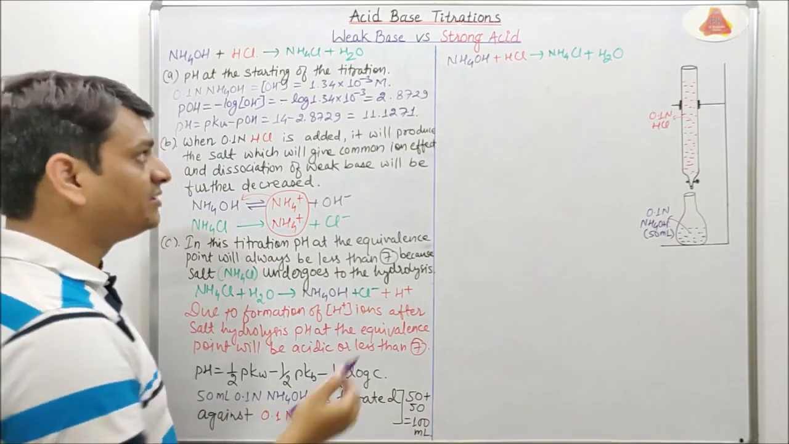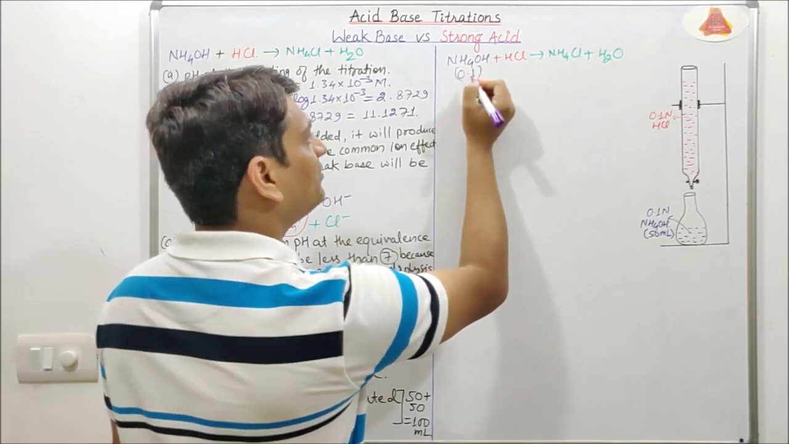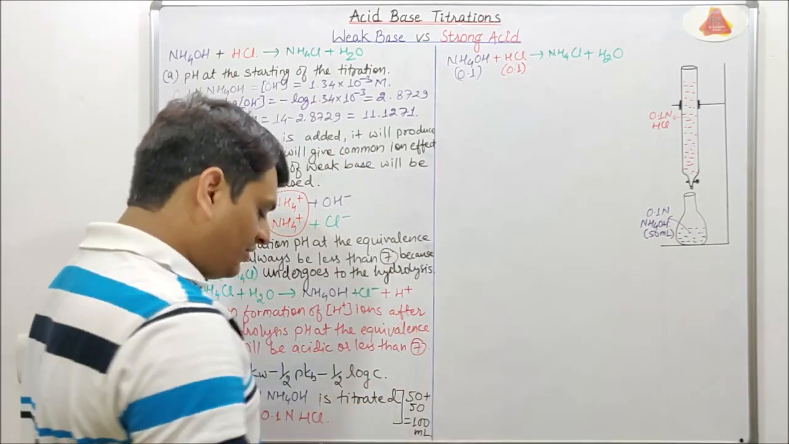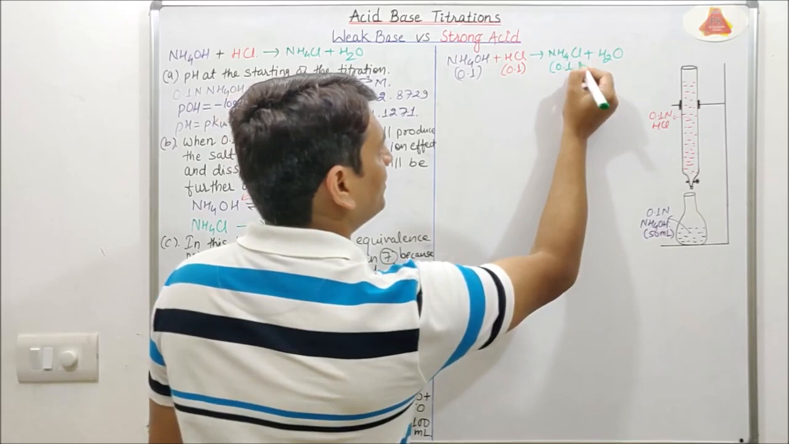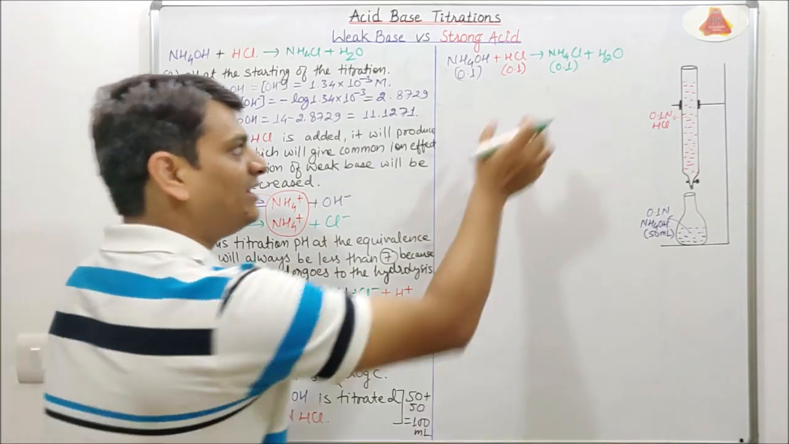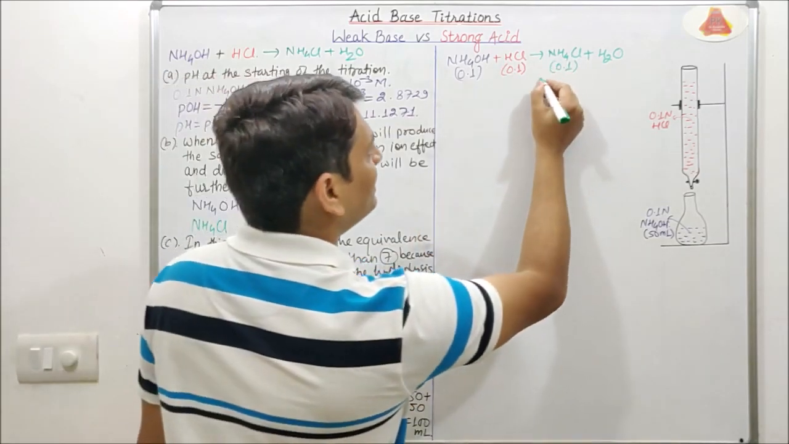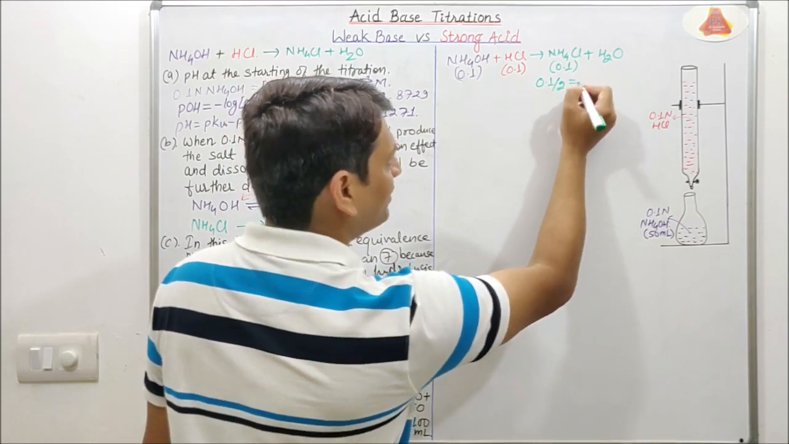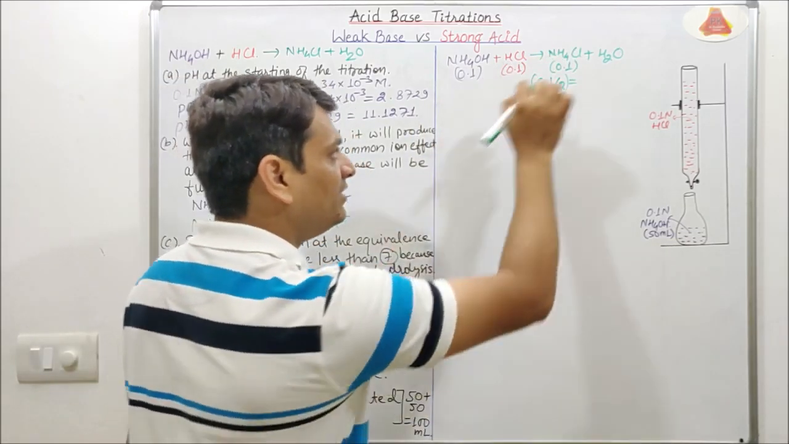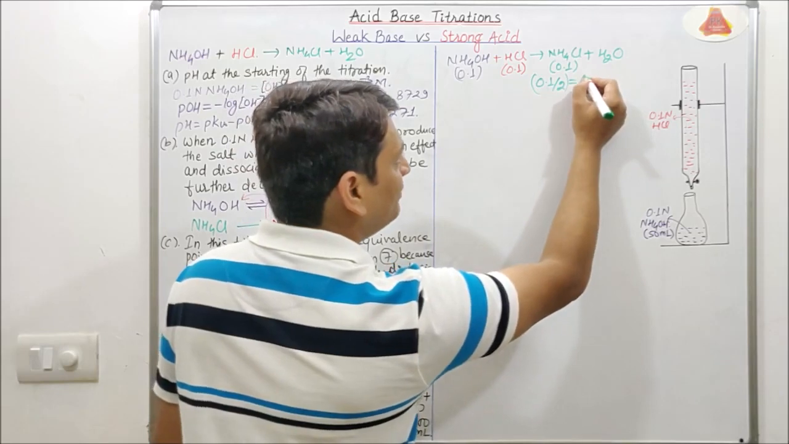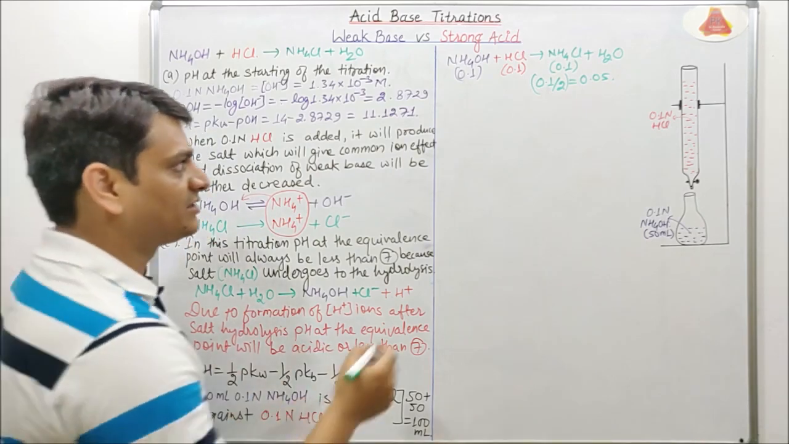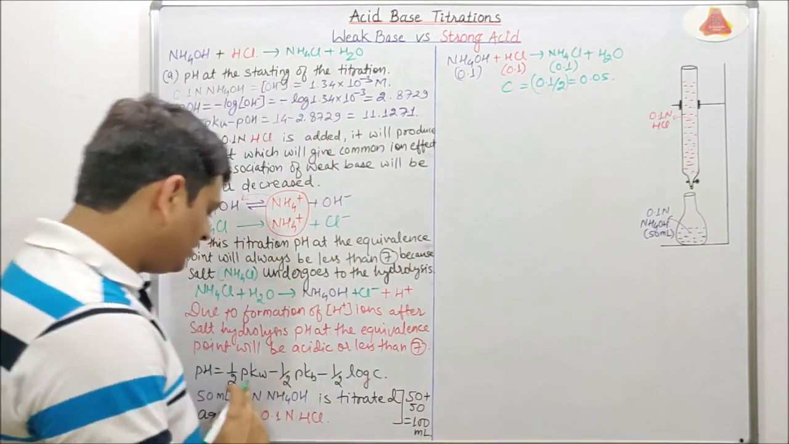Now in this reaction, concentration of NH4OH is 0.1 normal, concentration of this HCl is 0.1 normal, then it will produce 0.1 normal NH4Cl, but this 0.1 normal NH4Cl is for 50 ml, but here total volume is 100 ml, so it will be 0.1 divided by 2, and actual concentration of this salt or NH4Cl after the equivalence point will be 0.1 divided by 2, so it will be 0.05, and this 0.05 is the value of C, means concentration of the salt. This is salt.